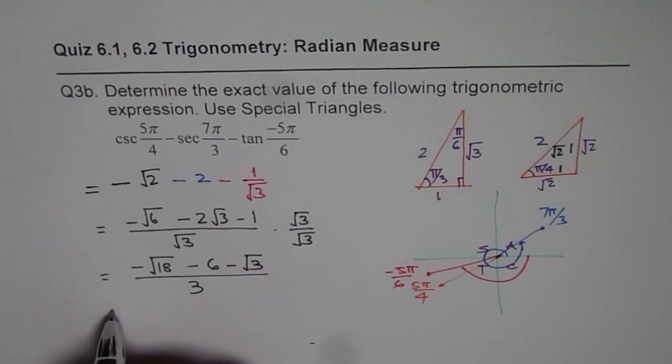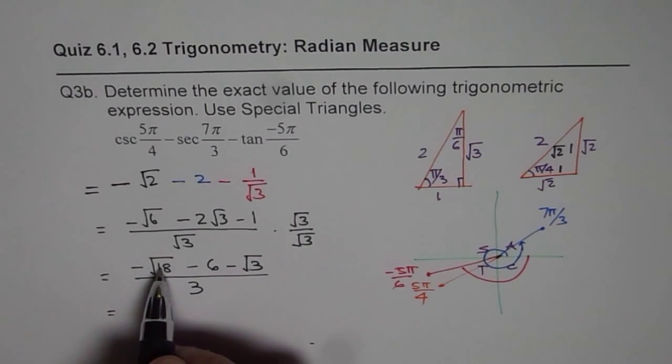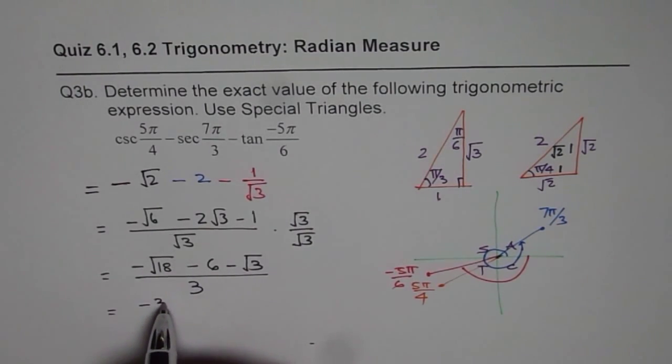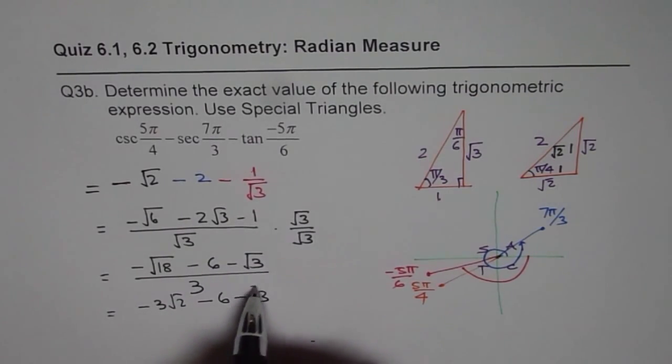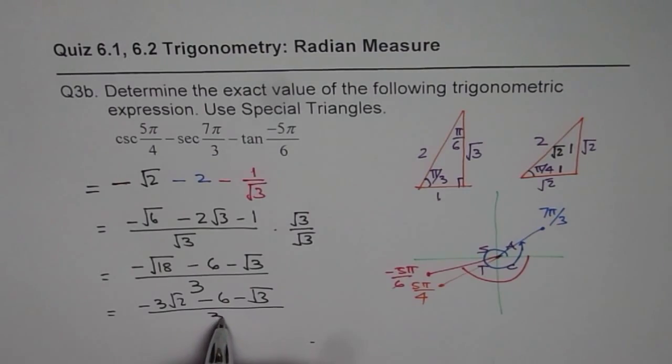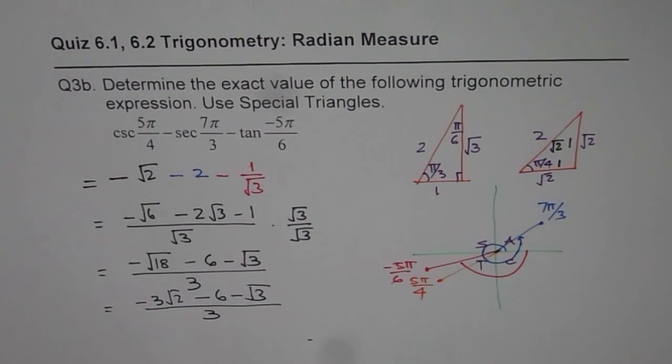Correct? Well, square root 18 could be written as 9 times 2, or minus 3 square root 2 minus 6 minus square root 3 over 3, right? So that is what we get for this particular question, right?